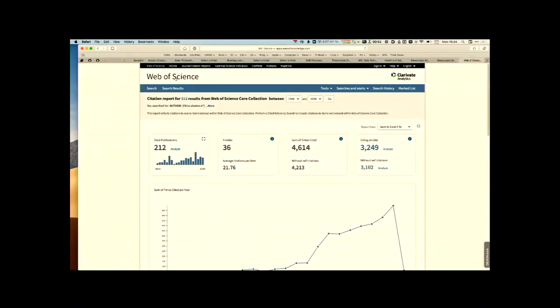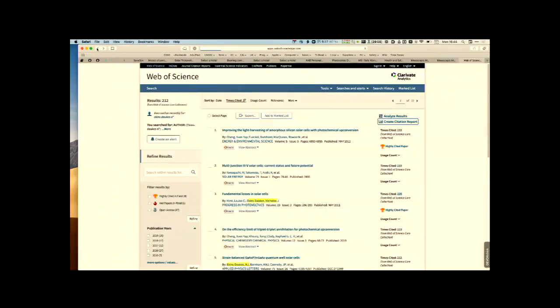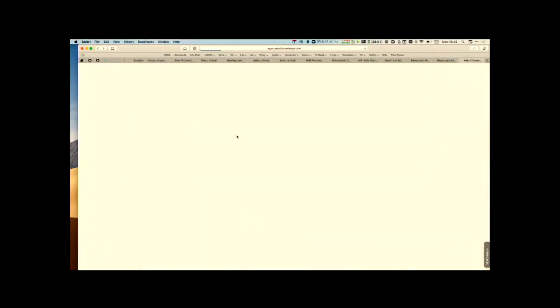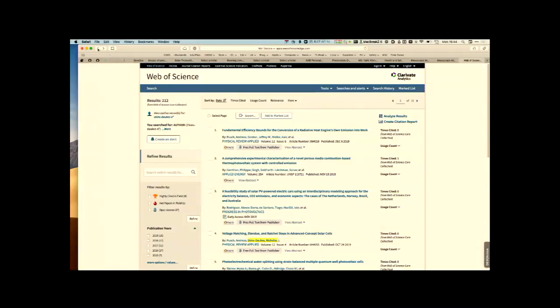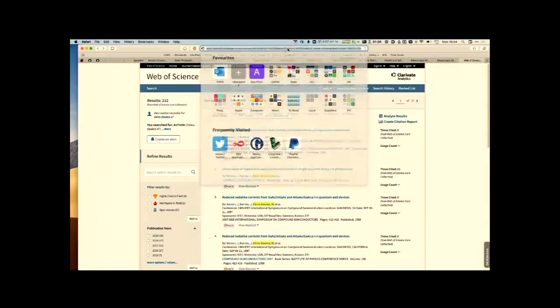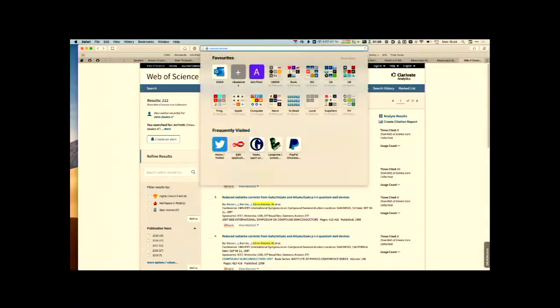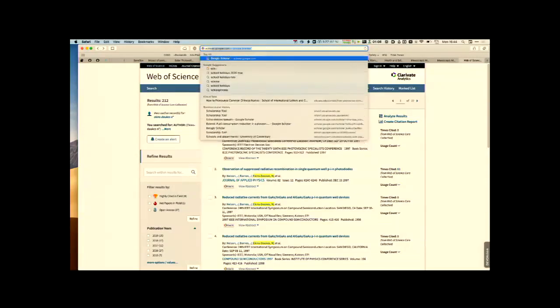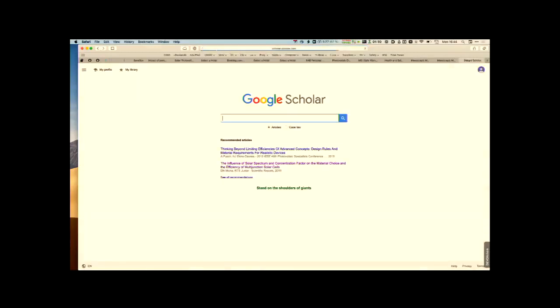What we're going to do is we're going to flip to one of my esteemed colleagues. And just for fun, let's use a different search. Let's use Google Scholar. Okay, so Google Scholar, you can type in someone's name.